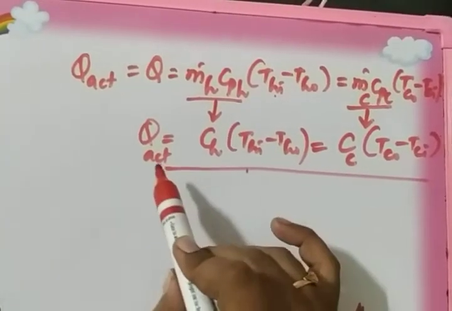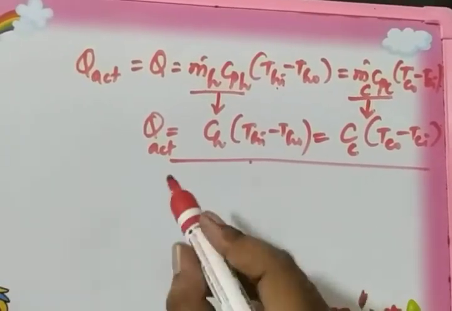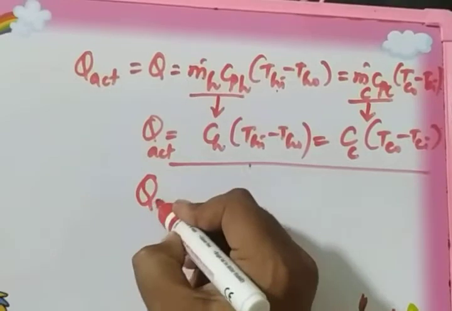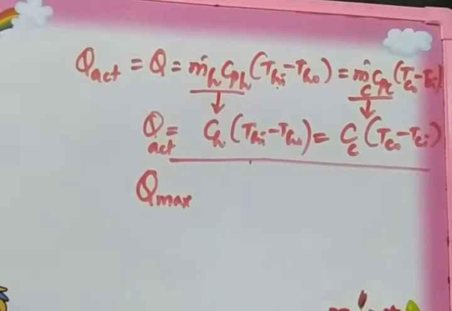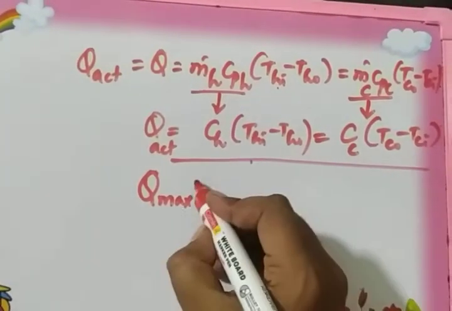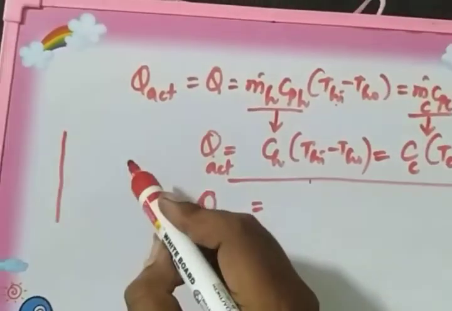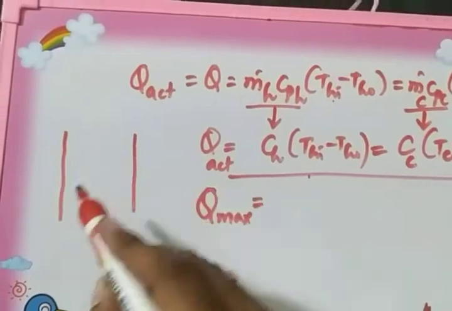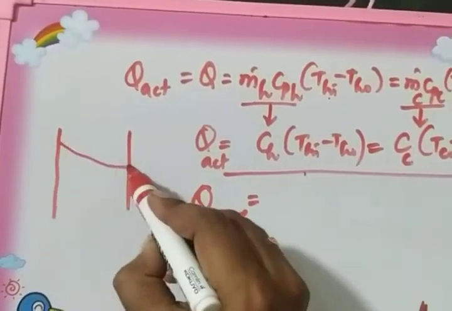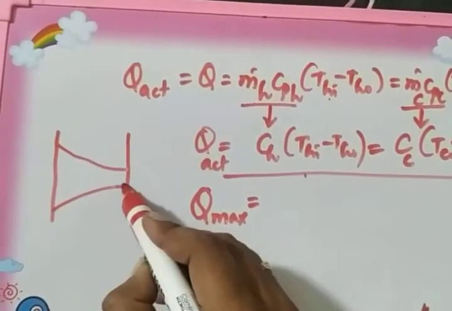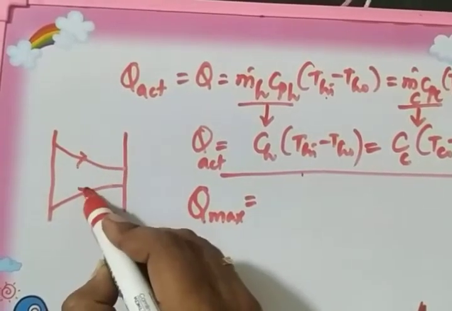Okay, now this is the expression for Q actual. Now let us talk about the maximum heat transfer between the two fluids. So in order to do that, let me consider a parallel flow heat exchanger. Okay, let me draw the temperature profile diagram. So for parallel flow, already you know what is a temperature profile. It is something like this.